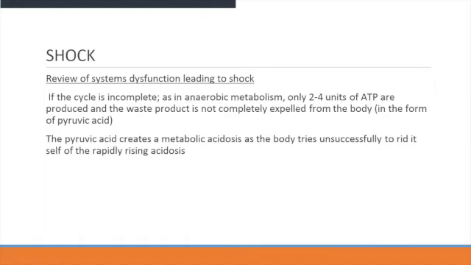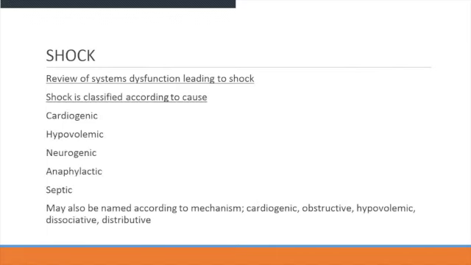All right, if the cycle is incomplete and anaerobic metabolism occurs, only 2 to 4 units of ATP are produced, and the waste product is not completely expelled from the body in the form of pyruvic acid. The pyruvic acid creates a metabolic acidosis as the result, as the body tries to rid itself of the rapidly rising acidosis.